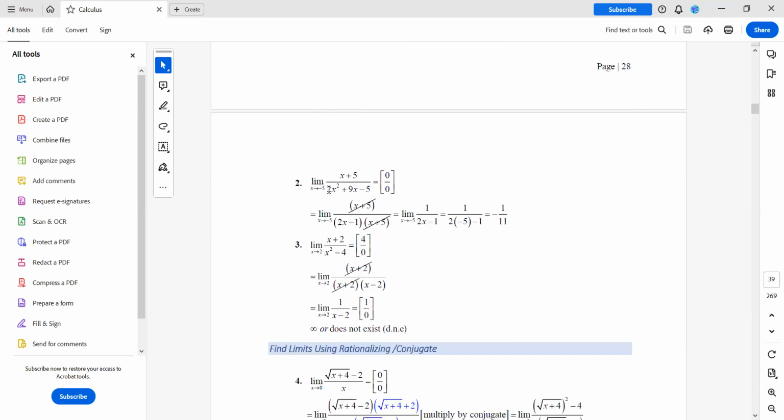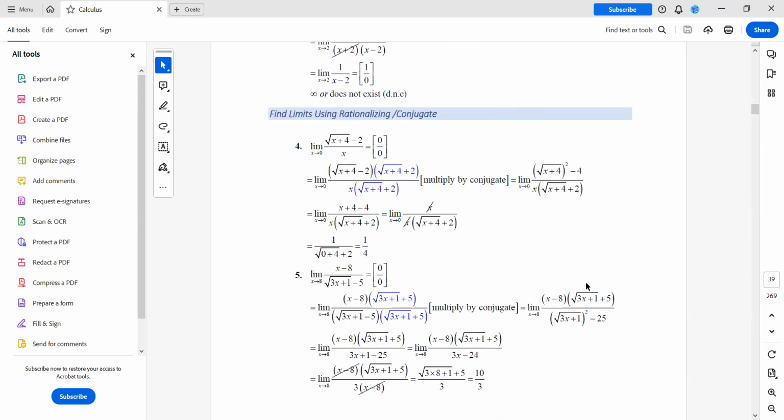Let's move to the next one. Limit when x is minus 5. So the denominator is a quadratic equation. If you factorize it, you're going to have 2x minus 1 and x plus 5. So x plus 5 cancels out. So you're left with the limit when x goes to minus 5 of 1 over 2x minus 1. So when you substitute, you get minus 1 over 11.